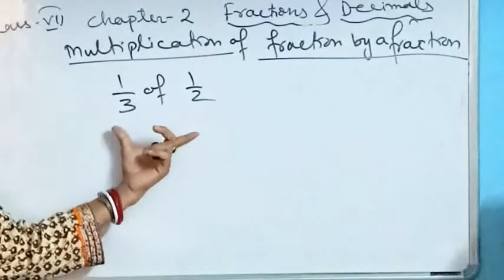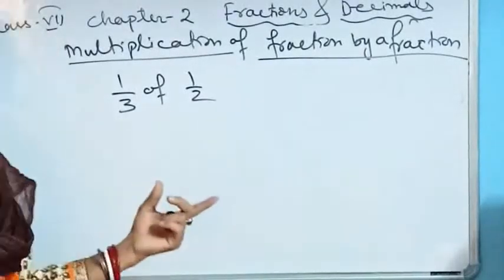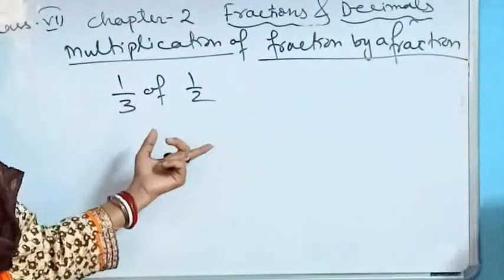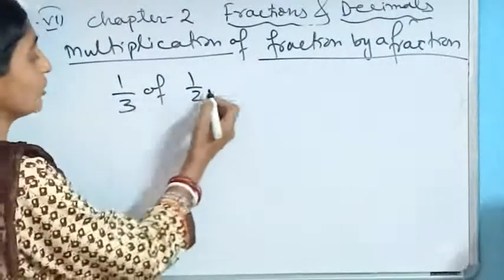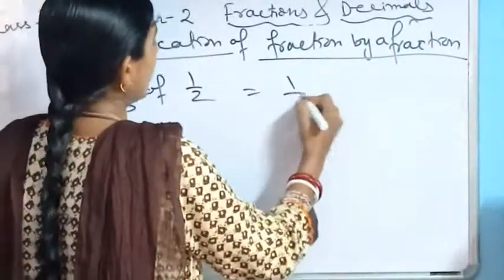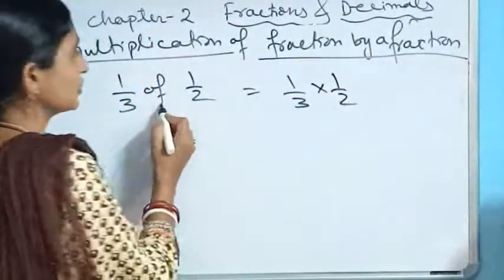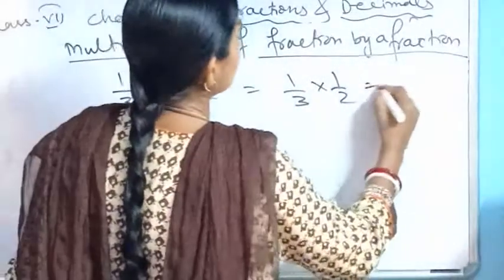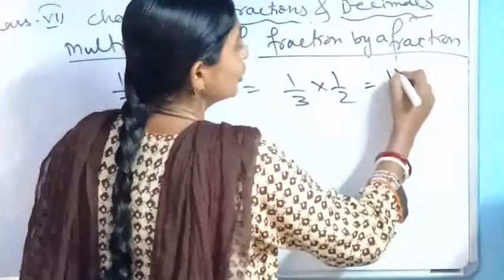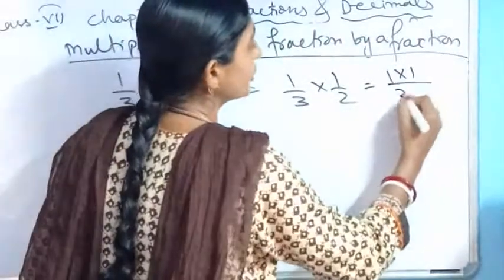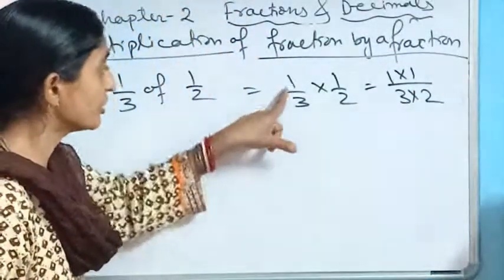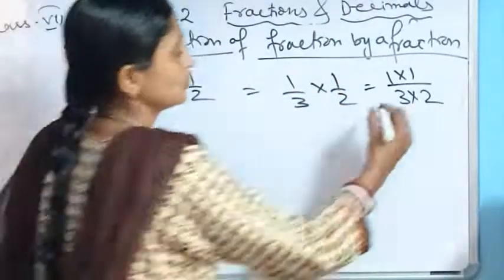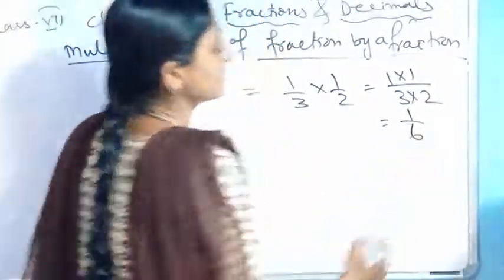Here I have written, suppose you are asked to find 1/3 of half. How much will it be? How can you write 1/3 of half? We can write it as 1/3 into 1/2, because already I have told that 'of' is equal to the operation of multiplication. So how can I multiply? The numerator will be multiplied and the denominator will be multiplied together. Numerator into numerator from both fractions, and denominator into denominator of both fractions. So we get 1/6.